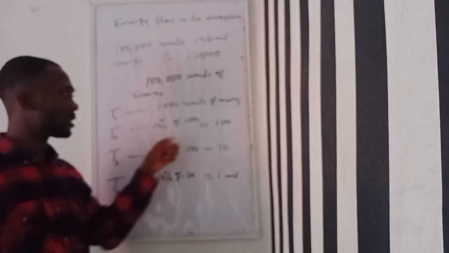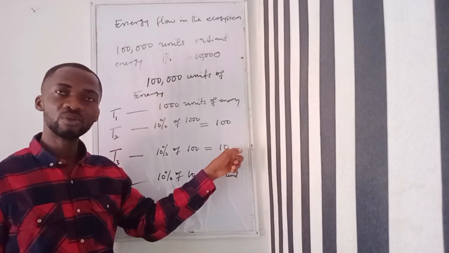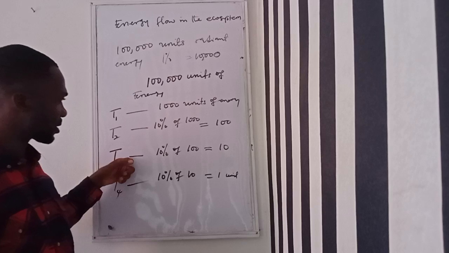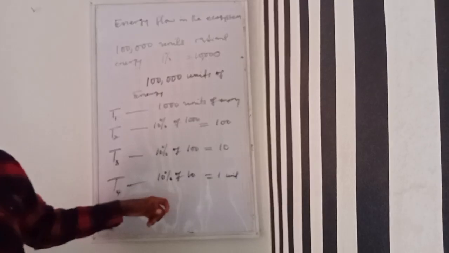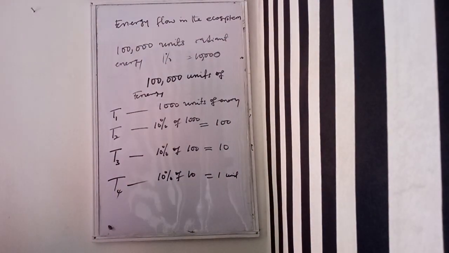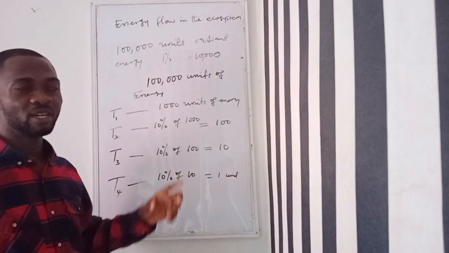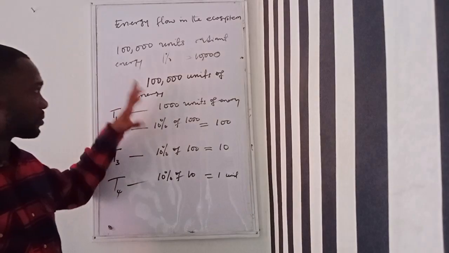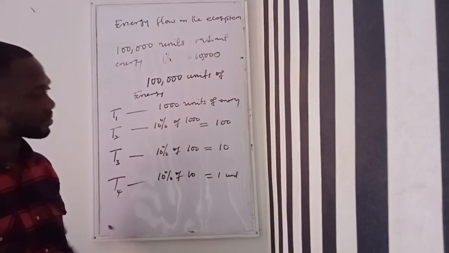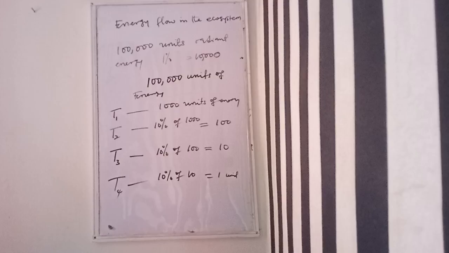The primary consumer that absorbed this 100 will now transfer only 10% of 100, and 10% of 100 is 10 units. Then this secondary consumer that absorbed 10 units can only transfer 10% of its 10 units, which will give you 1 unit. So 1 unit is the energy gotten by the individuals at the fourth trophic level. This is how Raymond Lindeman's 10% energy rule works.